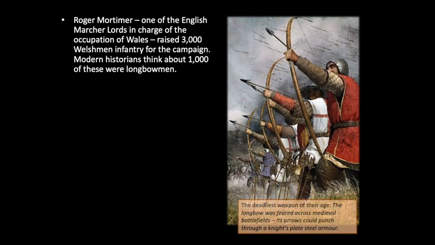Now, Roger Mortimer, one of the English marcher lords in charge of the occupation of Wales, raised 3,000 Welsh infantry for the campaign. Modern historians think about 1,000 of these were longbowmen. Now, the longbow is one of the deadliest weapons on the medieval battlefield. That bow could fire an arrow with enough force to punch through plate armour.